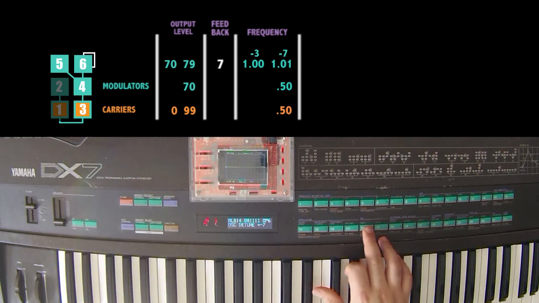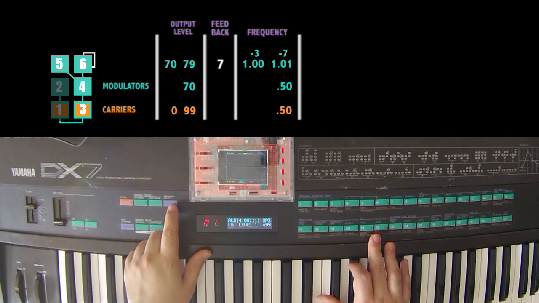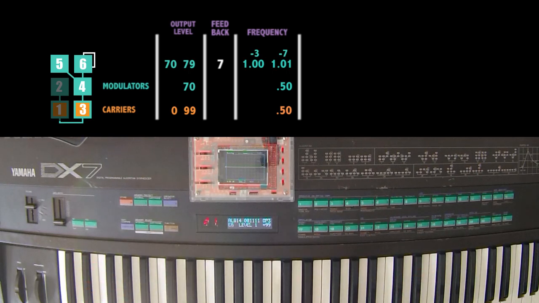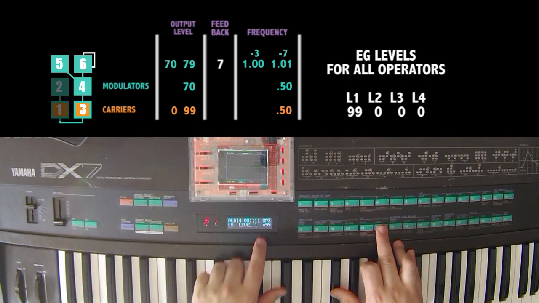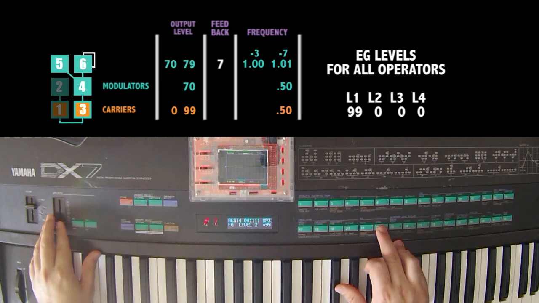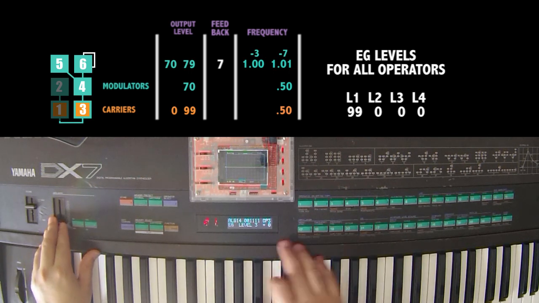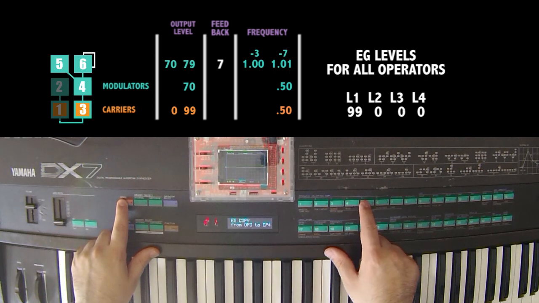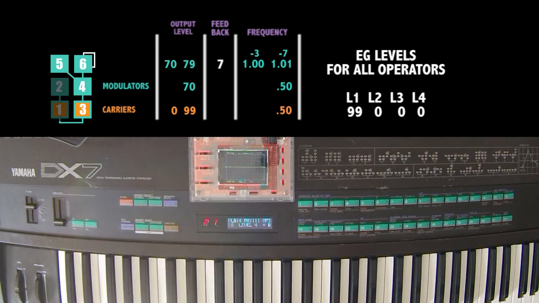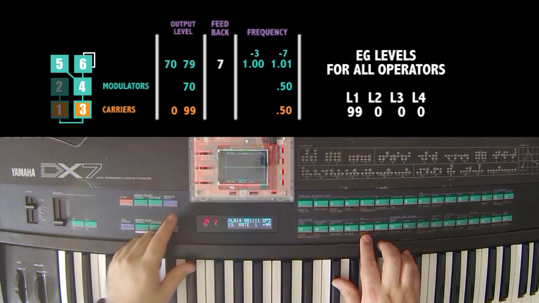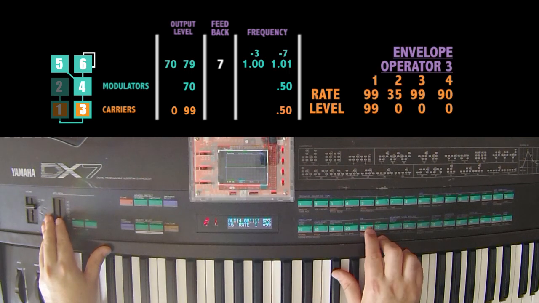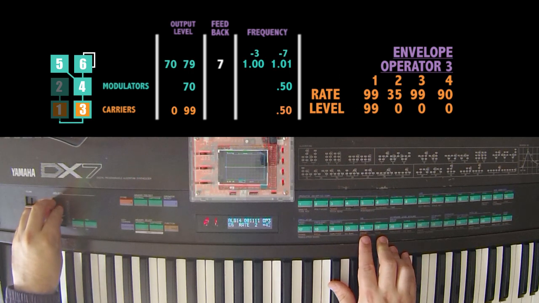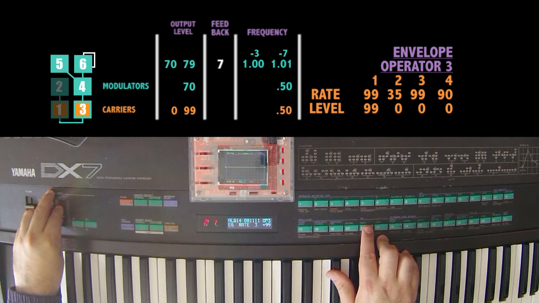Then we go to our envelope values. All of our operators have the same level values, so they'll be level 1 99, level 2 0, level 3 0, and level 4 0. So I'm going to press store and copy that to operator 4, 5, and 6. Then I can go to the rates. So rate 1 for operator 3 is 99, rate 2 for operator 3 is 35, rate 3 is 99, and rate 4 is 90.